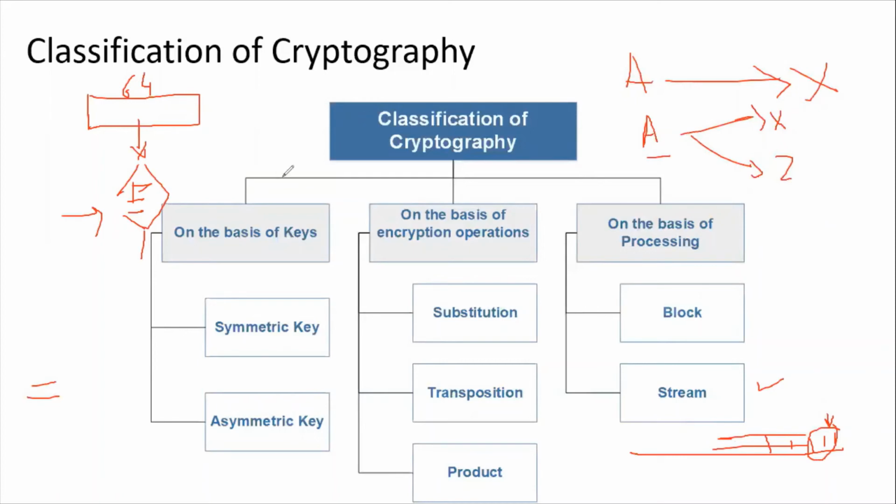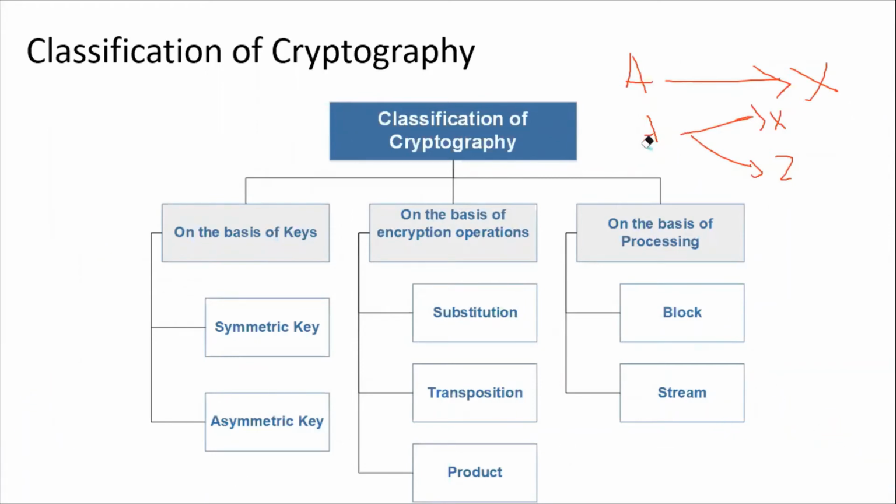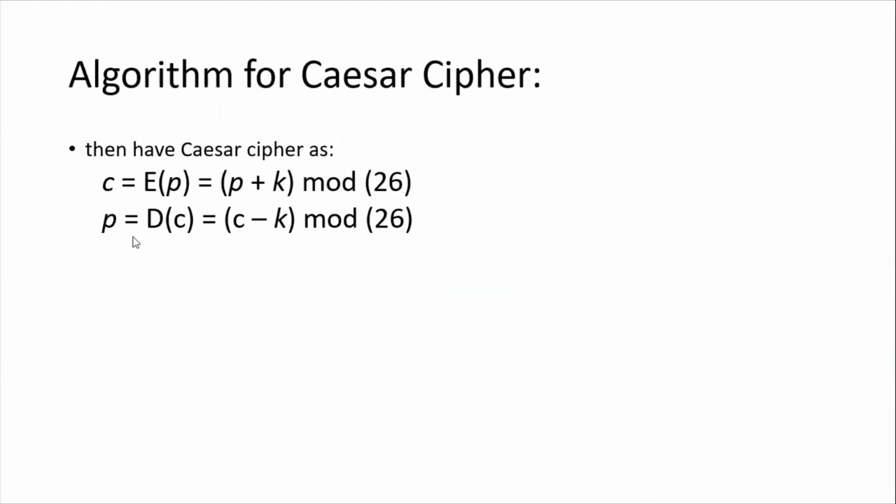classification of cryptography, and more about the next concept, that was some standards. We have discussed that we have one algorithm that is called Caesar cipher, and in Caesar cipher we have the algorithm as P plus K mod 26. That means we have to take the addition with the key and we will take the mod of that number, and we will get the cipher.